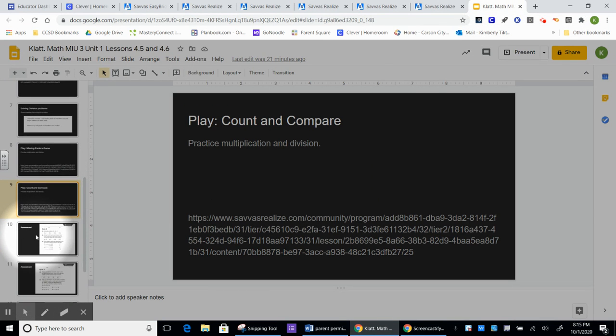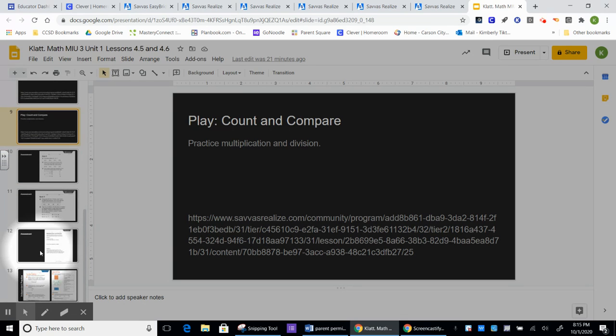And then we have an assessment coming up because it's getting towards the end of this unit. So make sure to practice those multiplication facts, and good luck.